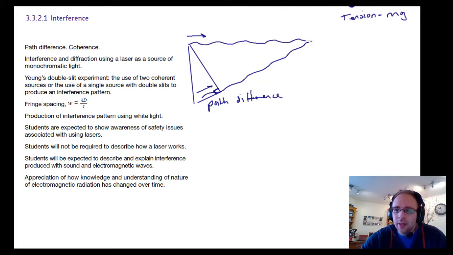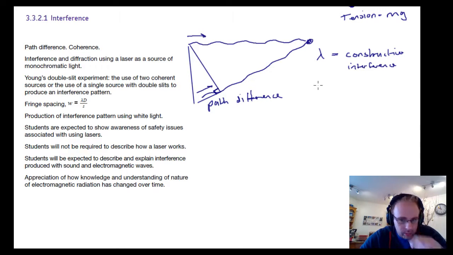And then they arrive here, and the path difference tells us what's going to happen at this point. So if we've got a path difference of one wavelength, we get constructive interference. So the waves arrive in phase. They've gone through a number of cycles.